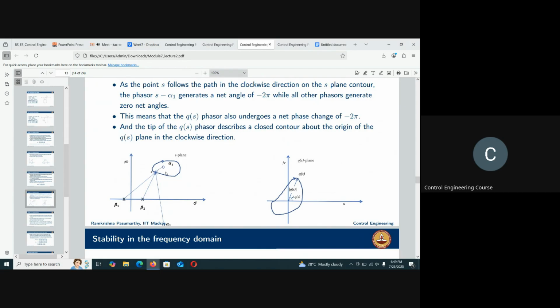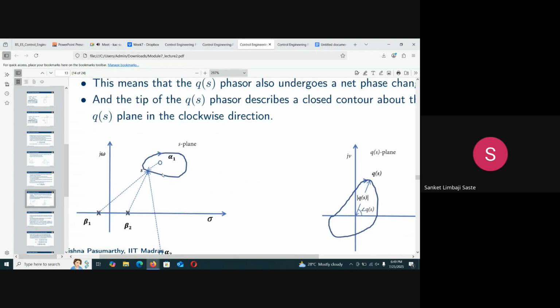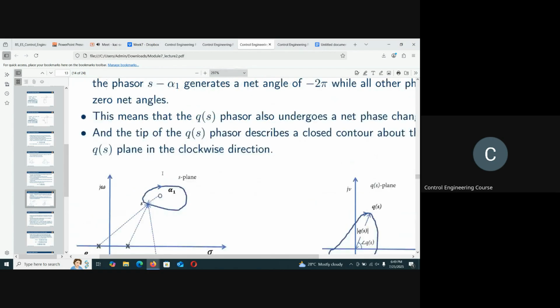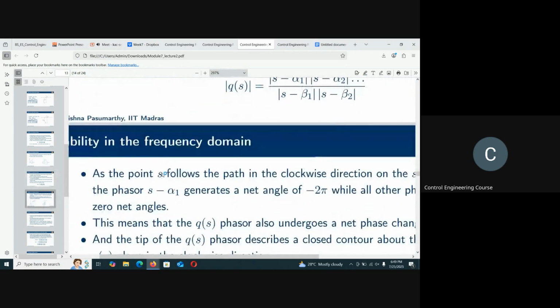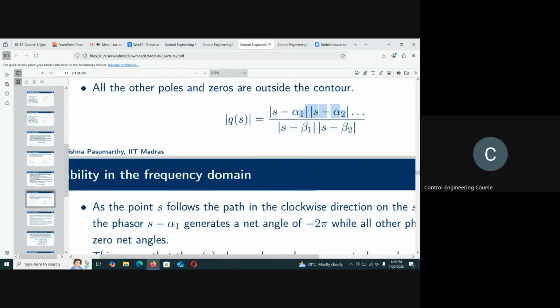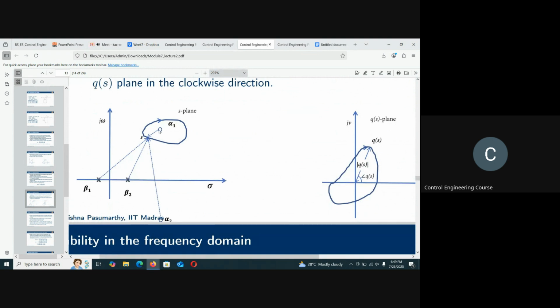Are you able to see this diagram? Yes, sir. So here, what was the notation? Alphas are the zeros, betas are the poles. See very carefully here: the rounds are zeros and the crosses are the poles.